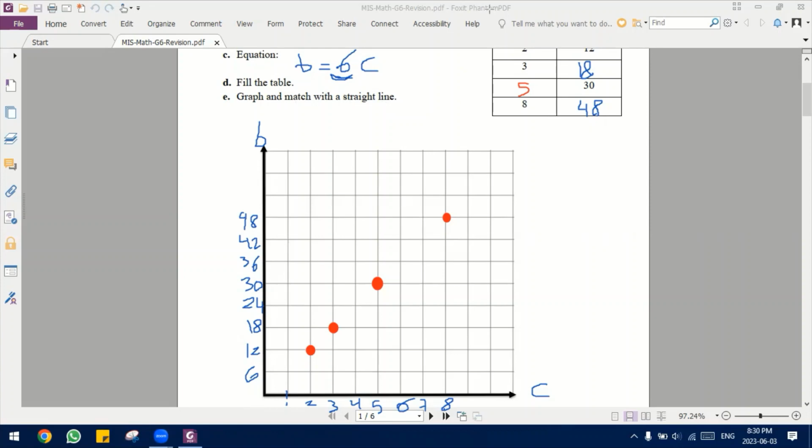Now, let me draw the line. Let me use a straight line. It will start from 0, 0, and then it will pass through all the points. So make sure that during the exam you have the ruler, so you draw a straight line. So that was the table equation, and then we draw the graph from the table using a straight line.